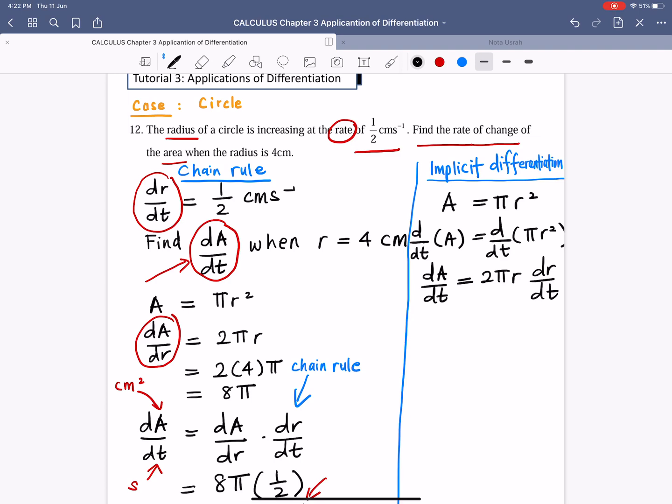And we know that we want to find dA/dt. Then what happened? 2 pi times r is given, it is equal to 4. So this is our r here. We will use the same information. So times 4, and then times dr/dt is half. So you'll get here 4 pi, and we know that the unit is centimeter square per second.